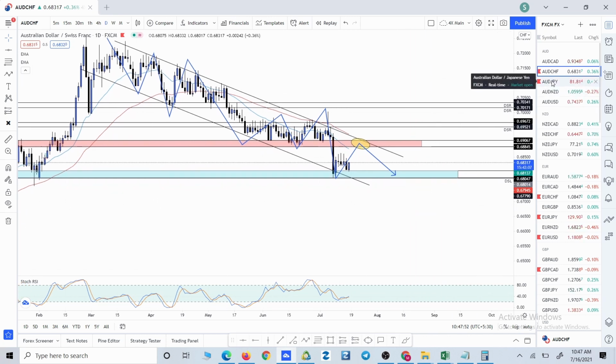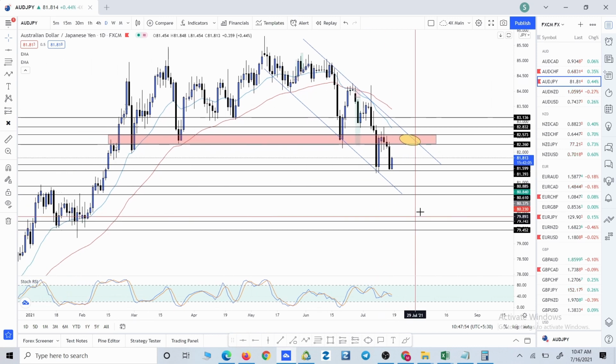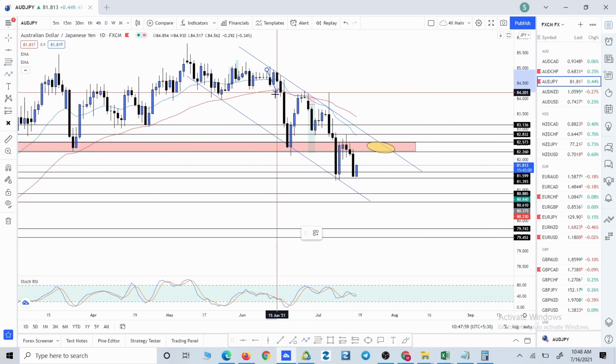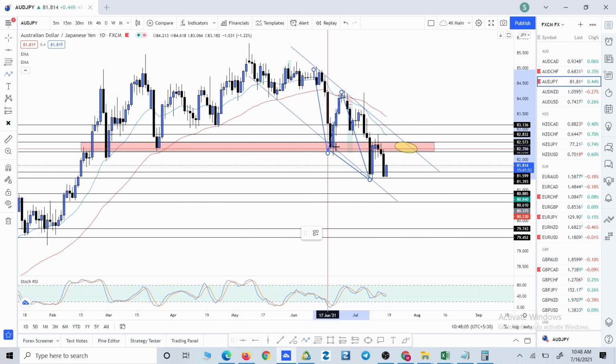Let's move to the next pair, USDJPY. USDJPY also, friends, is in a downtrend. We start from the high, low, lower high, lower low. After making this lower low, price retraced back to this red zone and got rejected. And although we did not make a low below this previous low, still, if the price retraces back to this yellow zone and gives us a kind of shorting opportunity, I will try to get in.